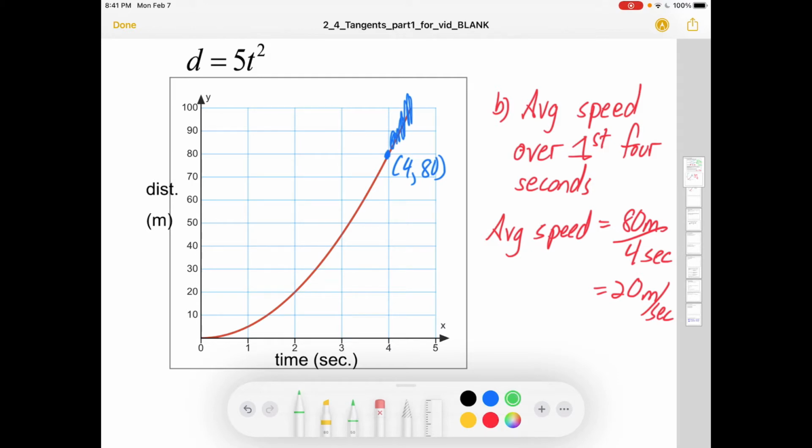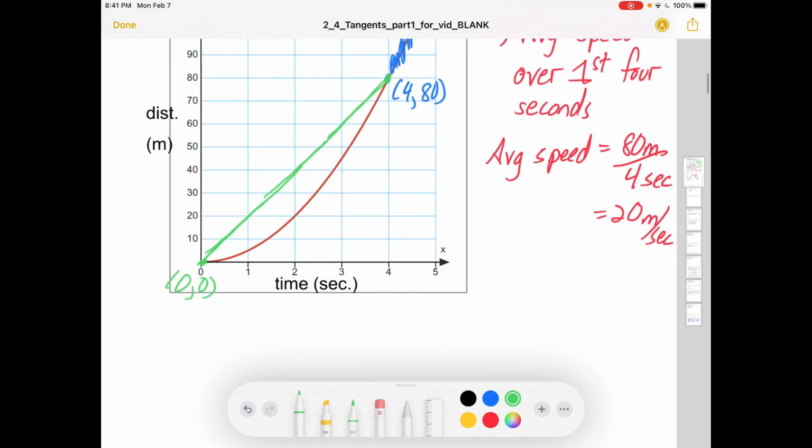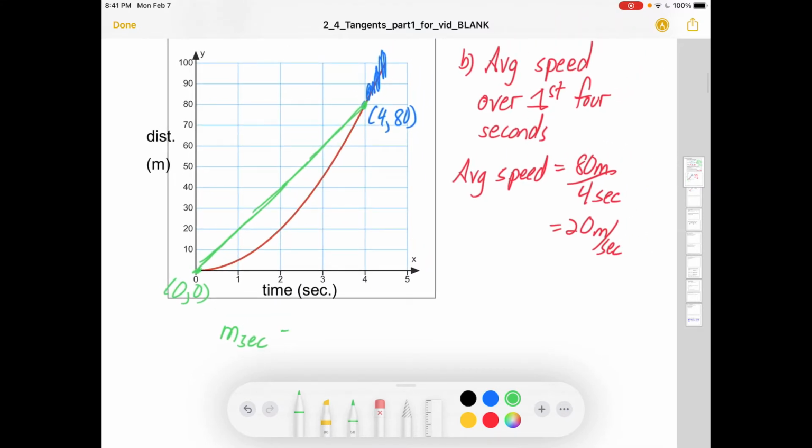And we could also think about that graphically, though. That's actually equivalent to the secant slope right here, between the point (4, 80) and (0, 0), where it starts. So the slope of that secant, which we already said is going to be average rate of change, would be, let's label these, x1, y1, x2, y2. So it would be y2 minus y1 all over x2 minus x1. Let's give it some meaning with some units, meters per second. Again, 80 meters in 4 seconds, or 20 meters per second.